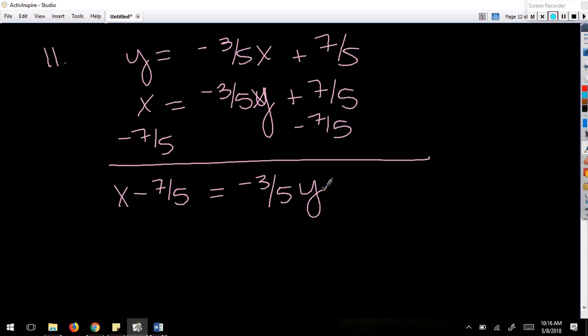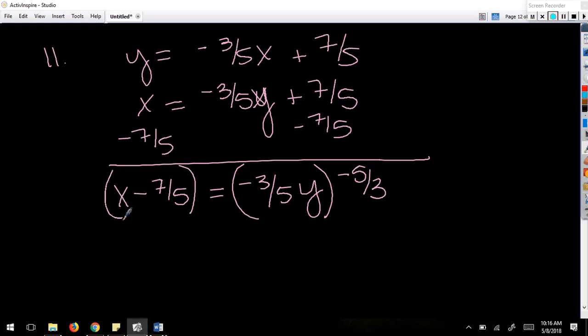So somebody said divide by negative 3/5, and that's an option, but instead of dividing by a fraction, what's always easier? The opposite of it. Multiply by the flip. Flip it and multiply. So instead of dividing by negative 3/5, I'm going to multiply by negative 5/3.